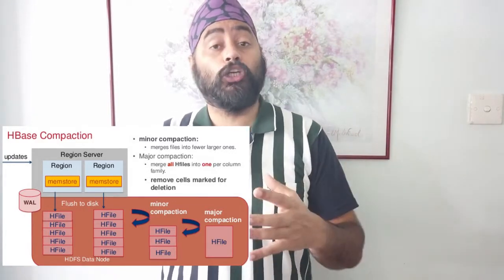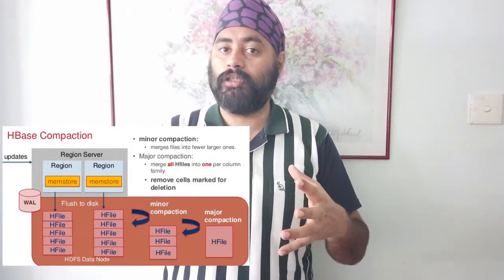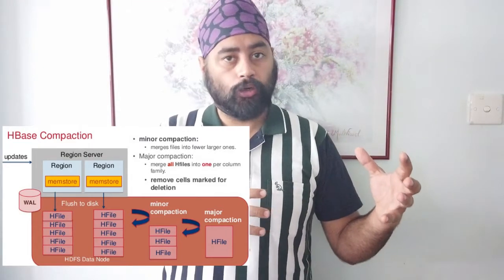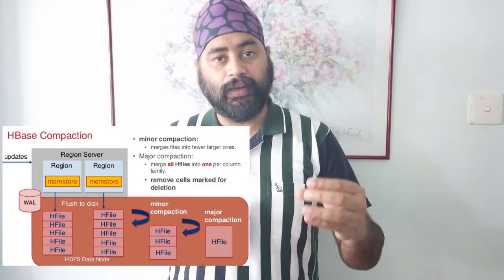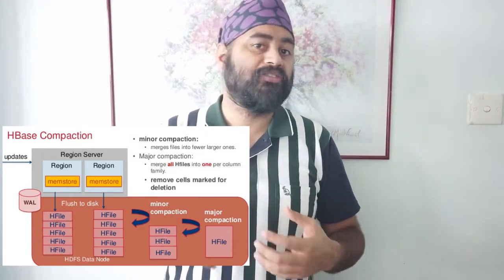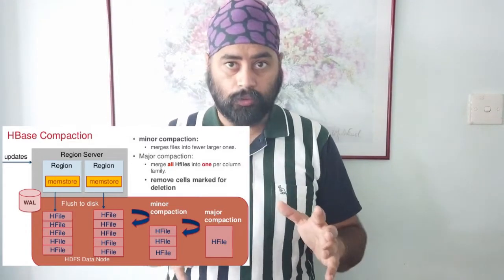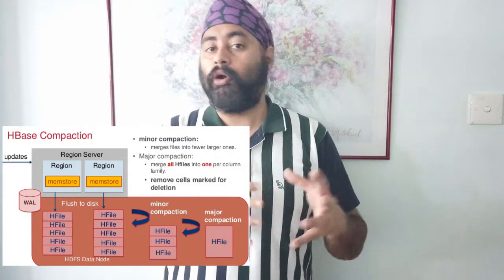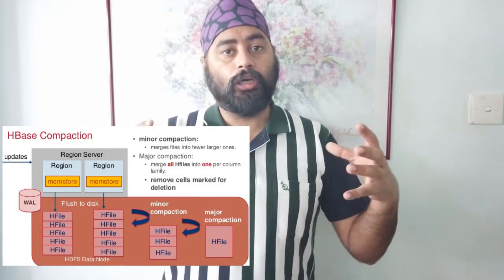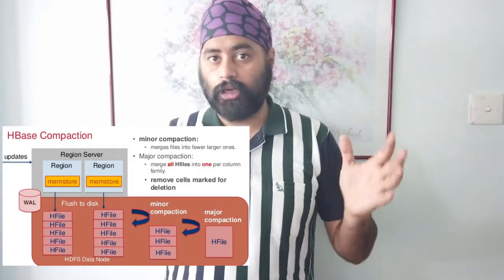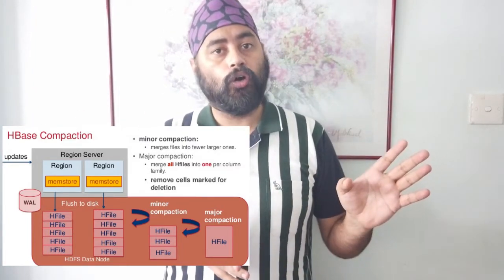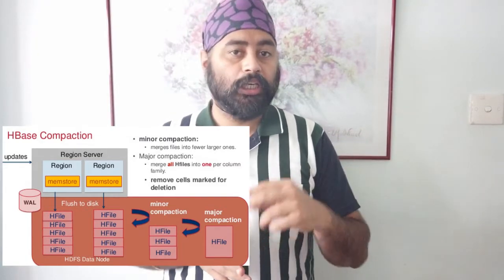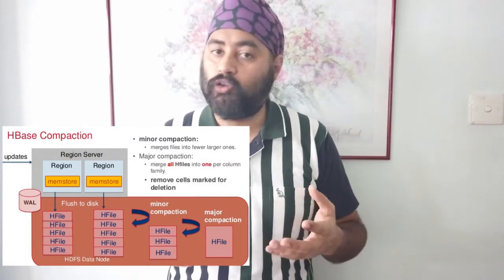Now the other thing is major compaction. Major compaction keeps running, and you can configure it in HBase. It can run once in a day, or once in a week, or you can totally stop it and trigger it manually. What major compaction does is combine all the smaller HFiles into a bigger HFile. It also removes all the junk, like records you have already deleted, which are no longer needed.